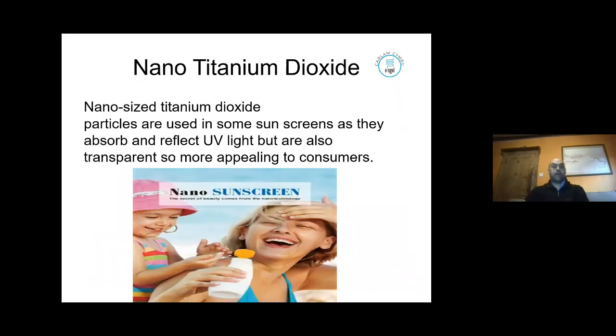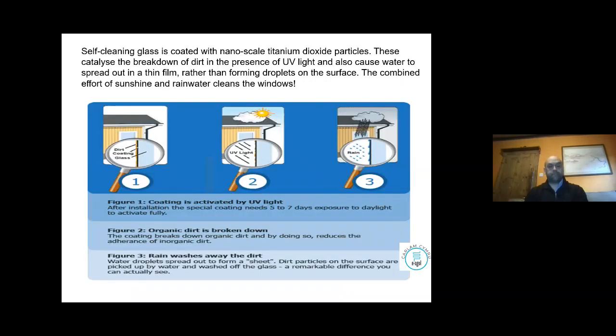And then another kind of nanoparticle that you need to know about is nanotitanium dioxide. That's placed into sun cream, and the reason it's placed into sun cream is it reflects UV light. So it stops the UV light from penetrating, it reflects it off. But what it does allow through is your visible light, so it basically looks transparent.